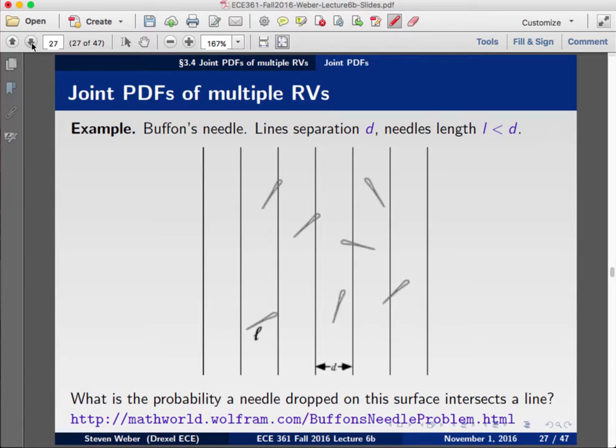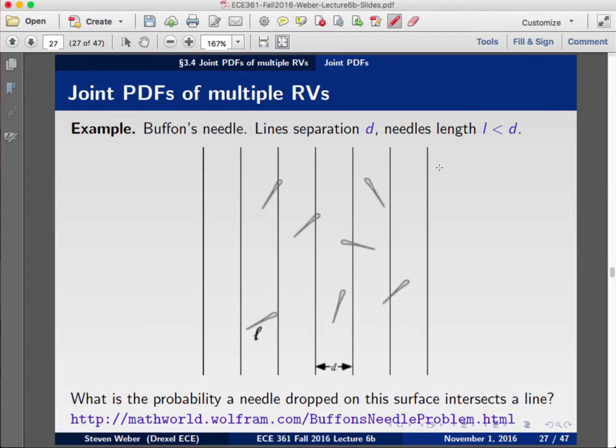Okay, so now we're going to do a rather famous example that dates back several hundred years. There was a French mathematician, the Comte de Buffon, who asked the following question. Suppose I have a floor where the floorboards are lined and the distance separating each floorboard is the parameter d. And now I take a needle and I drop the needle of length L onto the floor. And I want to understand the probability that such a needle will hit one of the lines separating two of the floorboards.